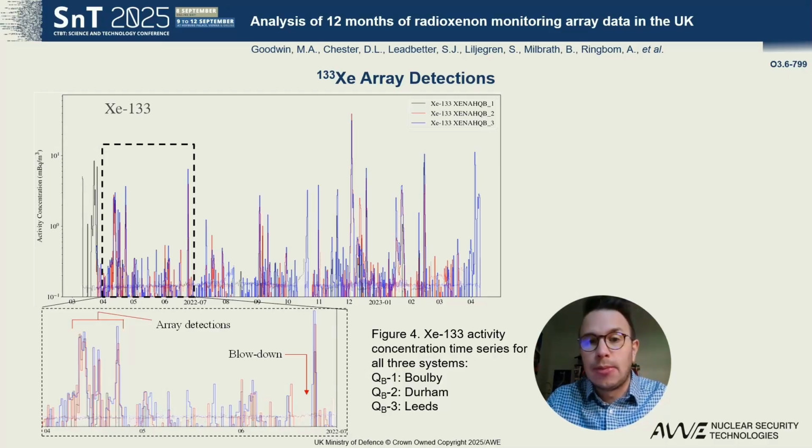I've labeled one of the blowdowns that occurred in June, and you can see it occurred just before we had a series of detections across the array. This was one of the periods that we analysed very closely from this data set. Interestingly, this one was not related to the blowdown.